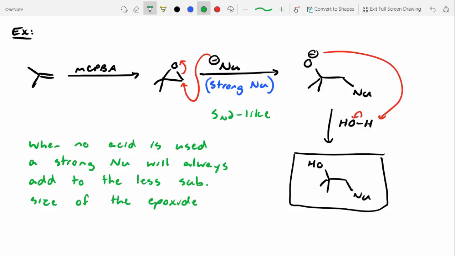Size? So in this case, because, I'm trying to think. So you're arguing what about the size of the nucleophile? No, you wrote less substituted size. Oh, side. Sorry. Thank you. So it'll attack the less substituted side of the epoxide.